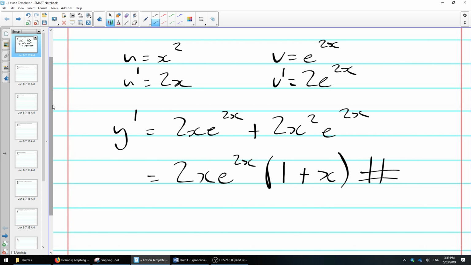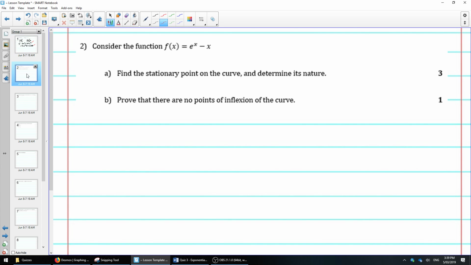Or just leave it as x plus 1 with a hashtag next to it. I would have known it, and the HSC marker would have known that x plus 1 is the same as 1 plus x. So, our 2 marks basically come from doing the product rule and then doing the factorization at the end. Okay? So, question 2.